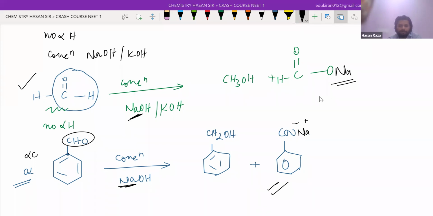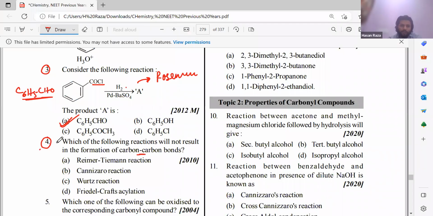Now moving to the question that I gave to you. Which of the following reactions will not result in the formation of carbon-carbon bonds? That is Cannizzaro reaction. As you can see, in Cannizzaro reaction one molecule oxidizes and the other reduces, so there will be no formation of carbon-carbon bond. If you remember, this is your C double bond O, so this will be converted into CH2OH. There is no carbon-carbon bond, and it is converted into carboxylic acid salt. So that's why it is the answer.